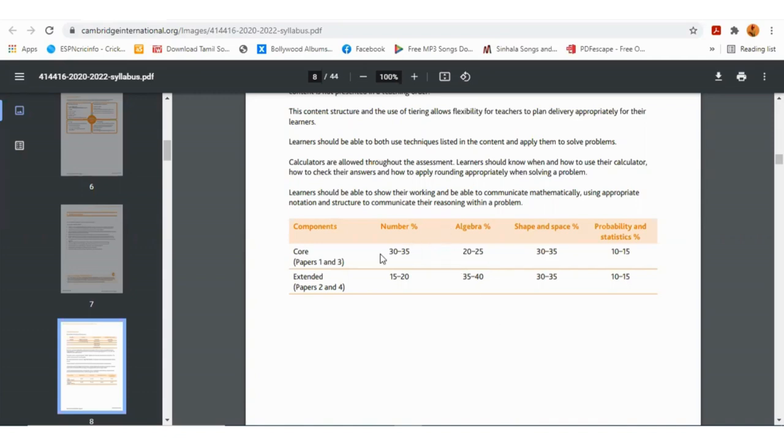So if you're teaching somebody who is a bit weak, you can see that number, shape, and space should be the areas that you really get them to practice on, and you don't have to give too much stress on probability and statistics, but a little bit of medium work on algebra, right? So that's how we try and focus.